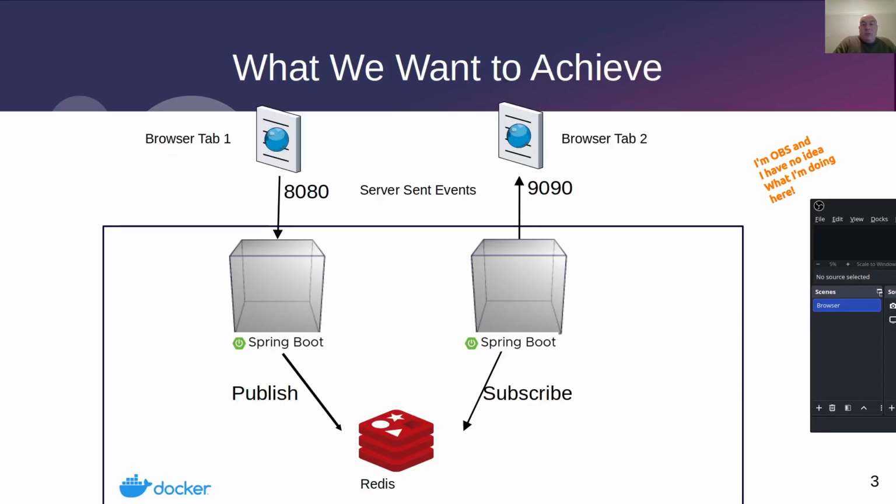Instance 1, for example, will publish a message to a channel in Redis, and instance 2 will subscribe to that channel. Instance 2 will then receive the message and send the message to the browser over an SSE channel, server-side events channel. Okay, so I think the objective is clear. Let's see what steps we need to take to accomplish it.